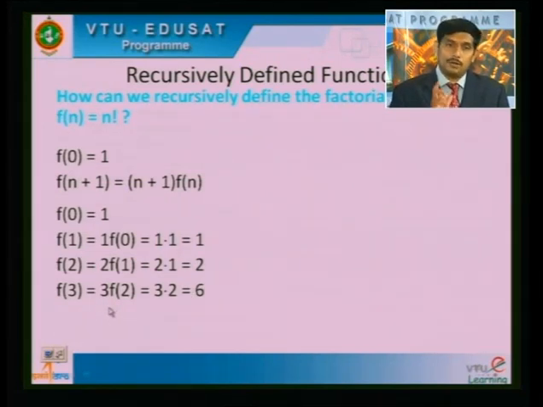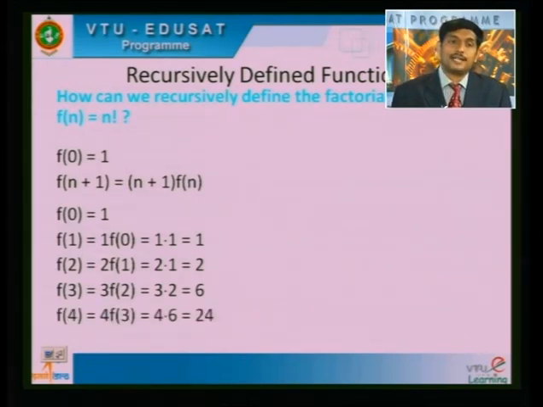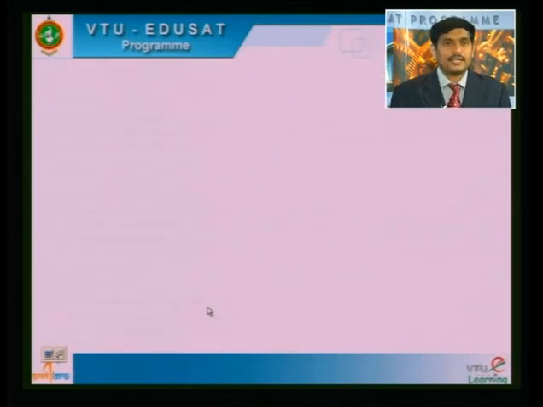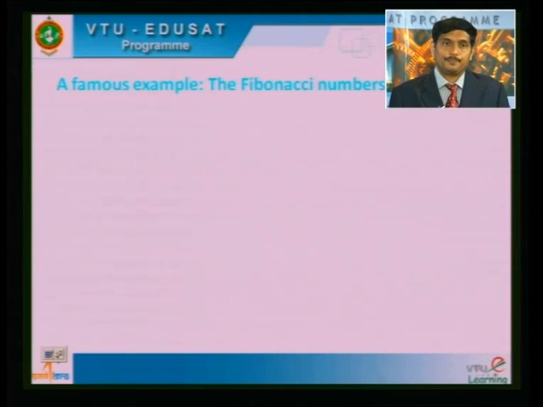In the first one, 1 will be there, in the second one, 2 into 1, in the third one, 3 into 2 into 1 will be there. That multiplication product is 6. Then if you represent f of 4, it is 4 times f of 3, 4 into 6, which is similar to 4 into 3 into 2 into 1. This is the same as 4 factorial. In general, we can write it as f of n.